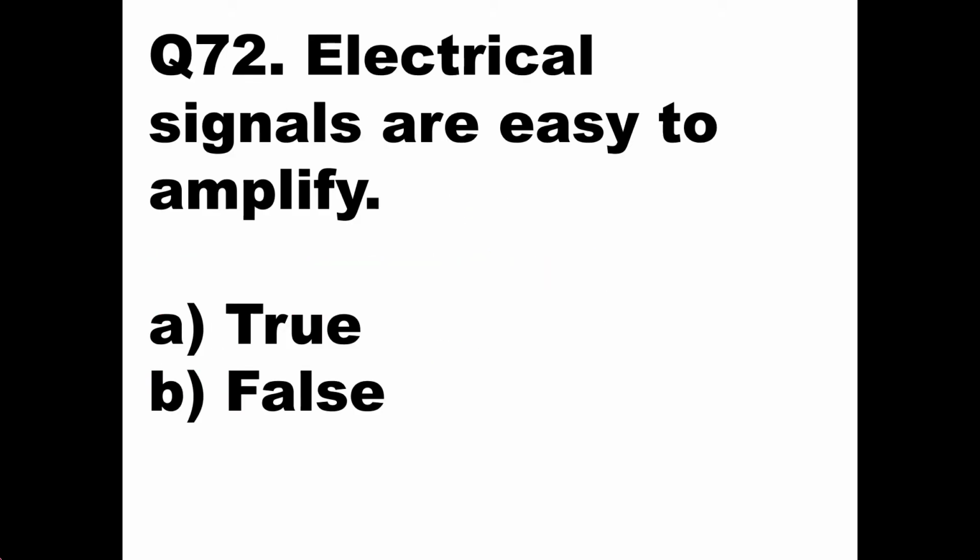Then we'll go to question number 72. Electrical signals are easy to amplify. Obviously, electrical signals are easy to amplify, filter, attenuate, anything can be done. So they can go with the signal conditioning process. So electrical signals are easy to amplify is a true statement. So here the answer will be true.